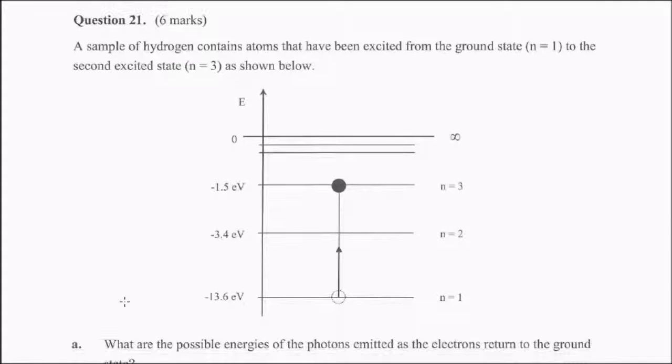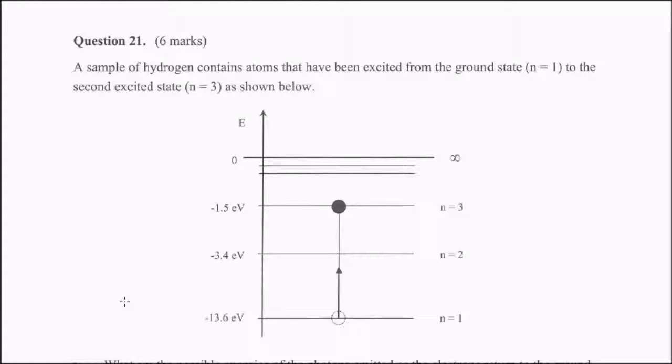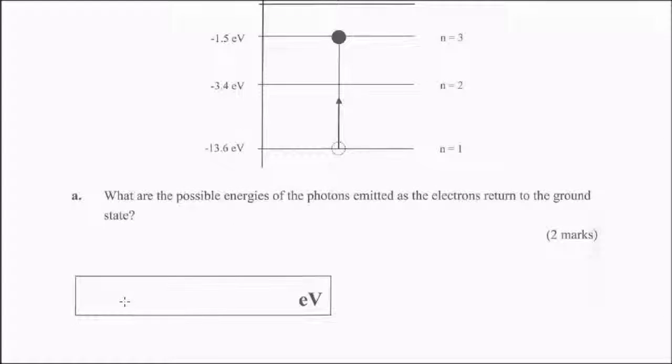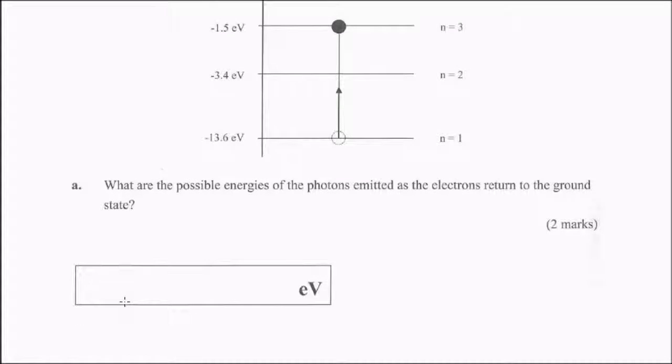Okay, moving on. So now we've got to start thinking about the way electrons behave in the shells as they absorb or emit energy. So a simple hydrogen atom has been excited from the ground state to the second excited state. So the question is, what are the possible energies of the photons emitted as the electrons return to the ground state? Now, what you've got to remember here is that we've got a number of options. The first one is that it could drop all the way in one transition. The second one is that it could drop in one step and then another one. So there are actually 3 answers here for this 2-mark question, which is slightly weird.